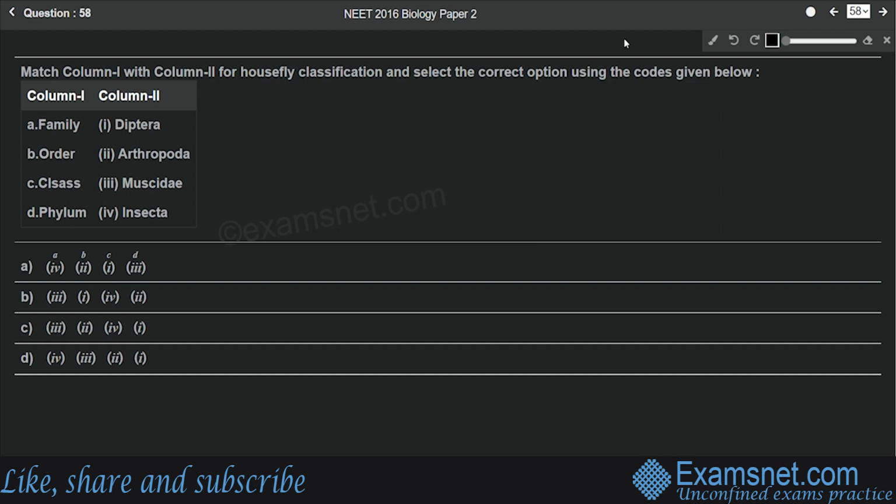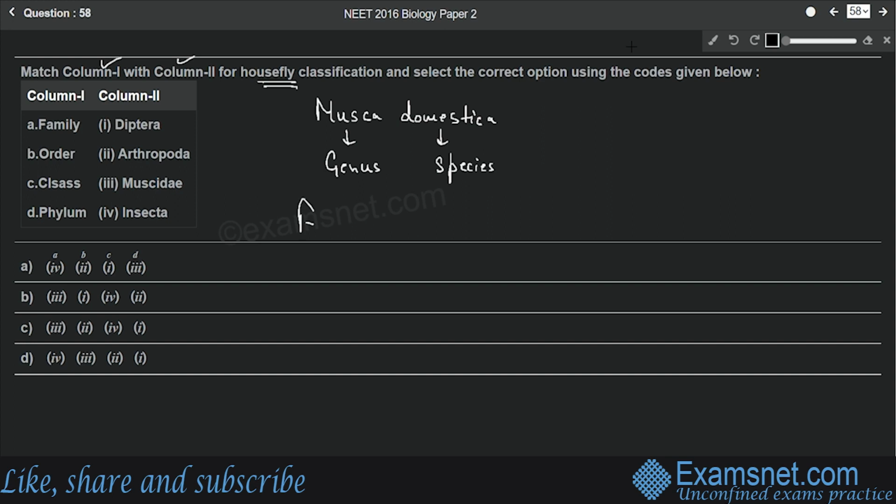Question number 58 is from the chapter Animal Kingdom. And the question is, match column 1 with column 2 for housefly classification and select the correct option using the codes given below. Okay, so housefly. So what is the scientific name of housefly? It is Musca domestica, right? So here Musca is the name of the genus and domestica is the species, right?